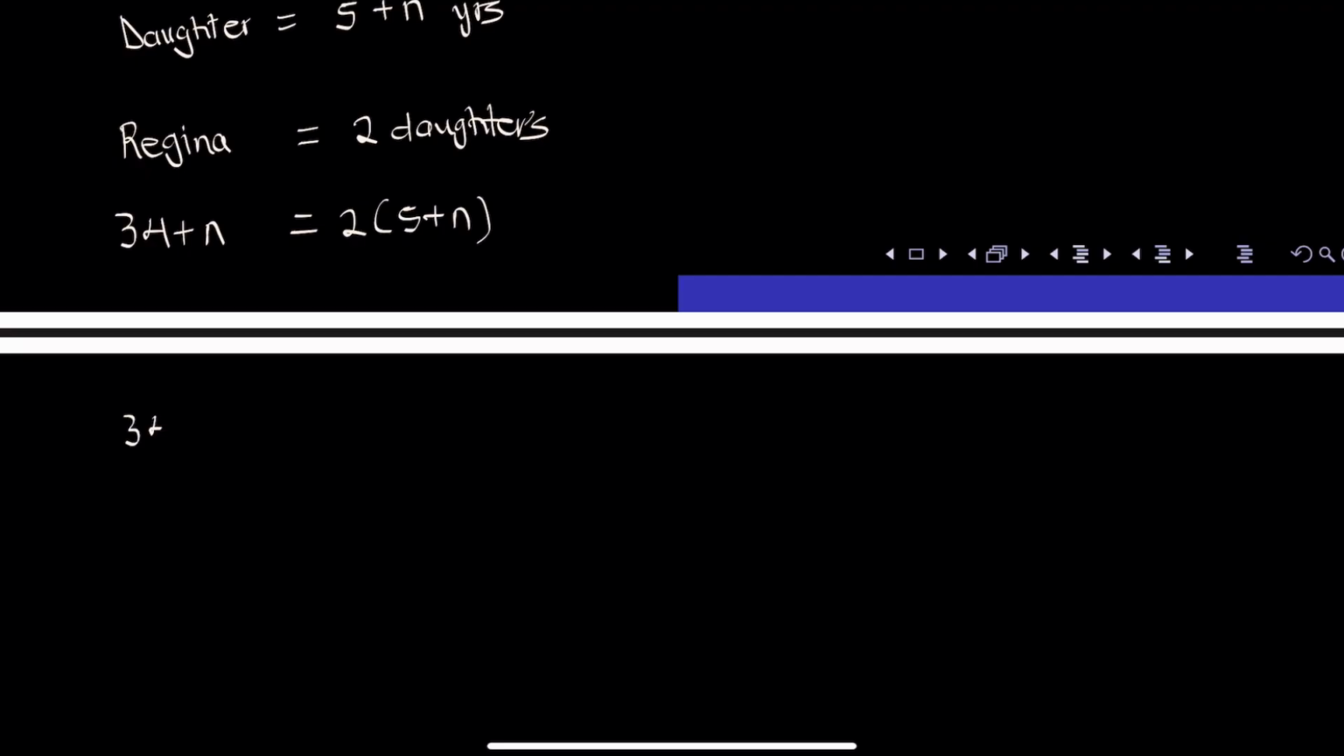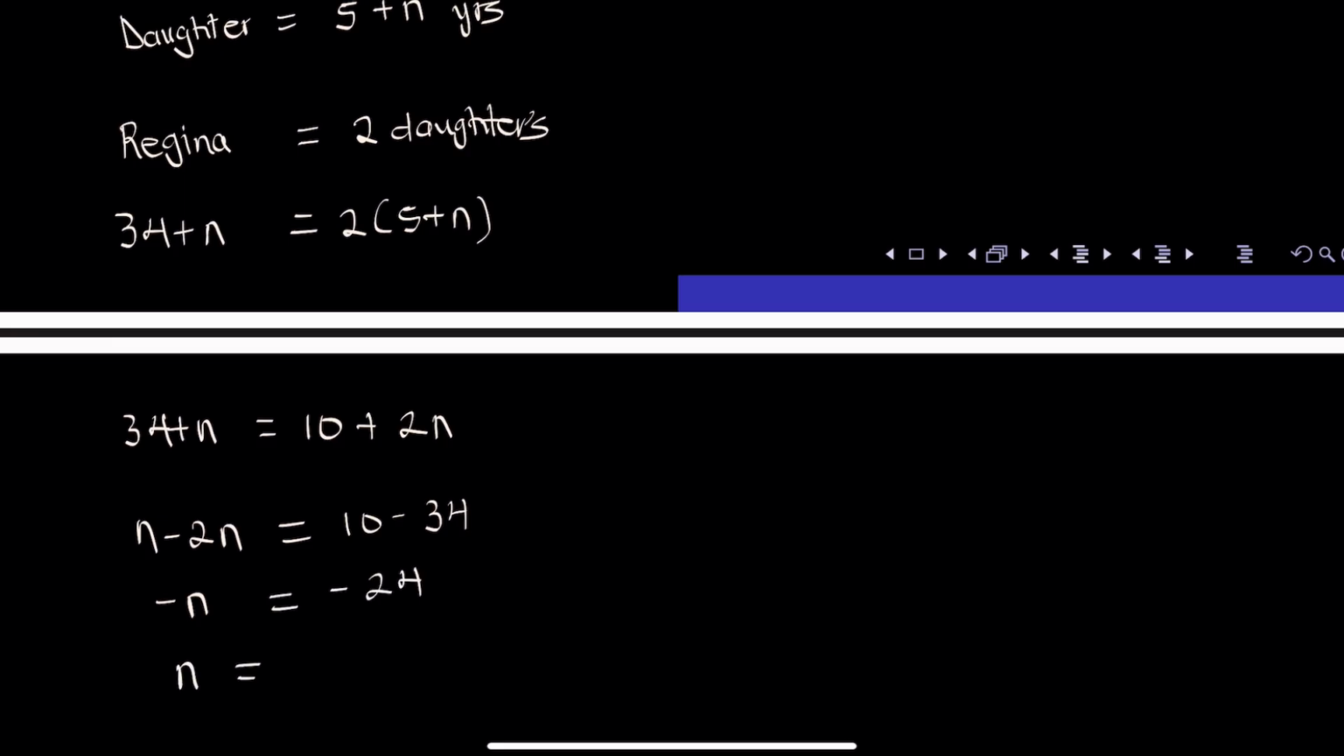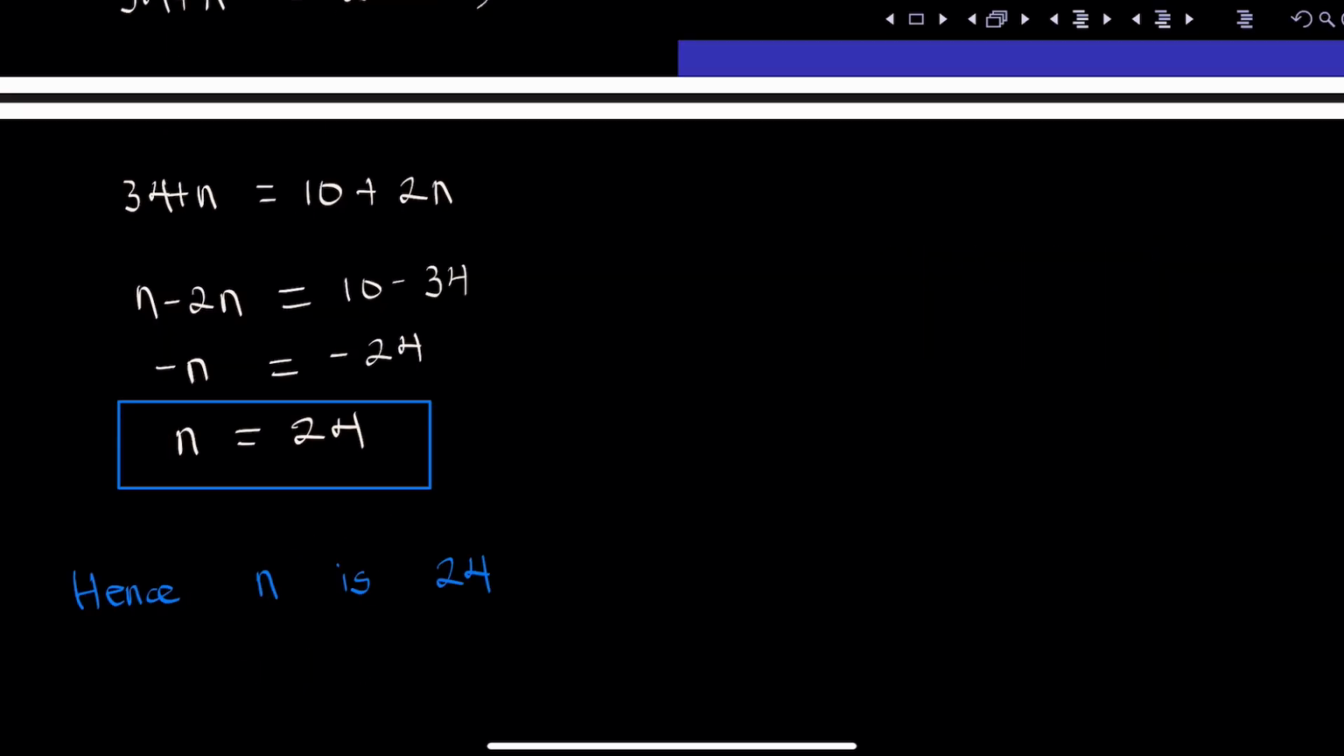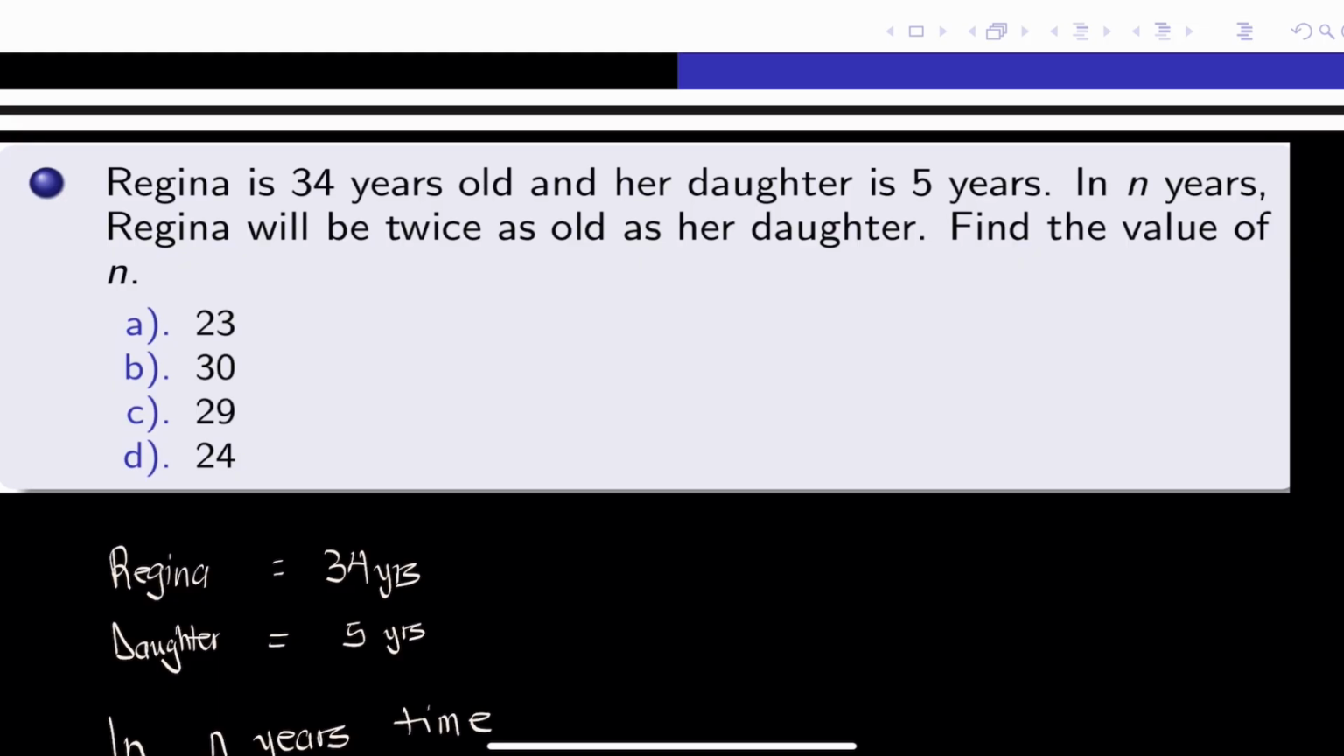So we are going to have 34 plus n is equal to, so here we have to distribute the 2. So 2 times 5, which is going to be 10. And 2 times n, that is going to be 2n. Now let's solve for n. So we can group terms. So we are going to have n minus 2n is equal to 10 minus 34. Thus minus n is equal to minus 24. And so n is equal to 24. Hence n is 24. And so the correct option is option D.